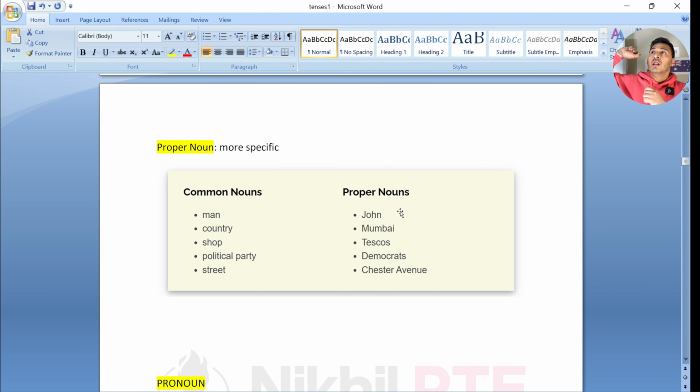For example, I'm living in Melbourne. Where? I am living at XYZ in Melbourne. More specific. Right? So when you are giving an example with proper specification, then it's a proper noun. You can understand the difference between common noun and proper noun, right?